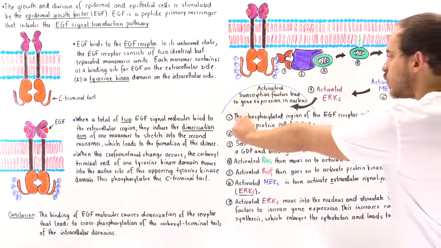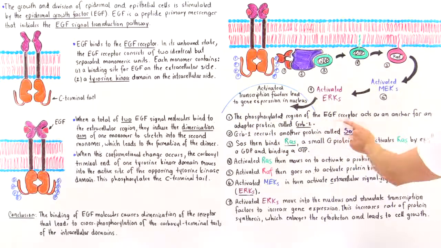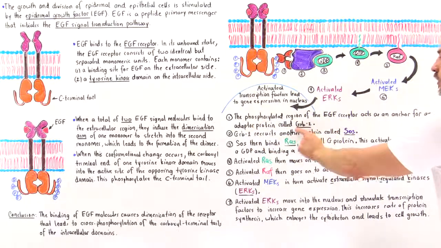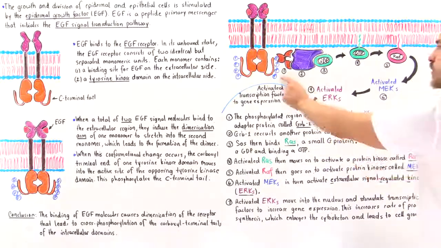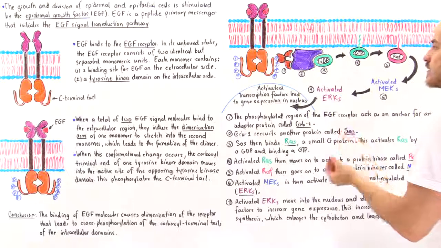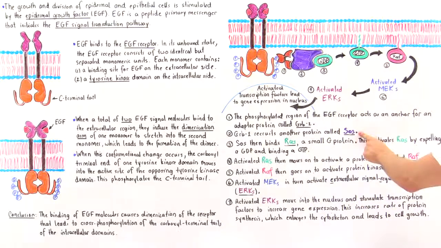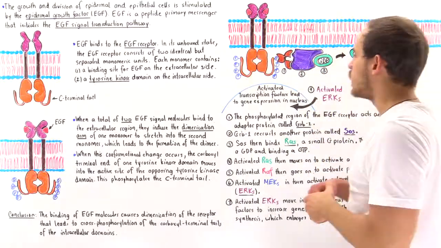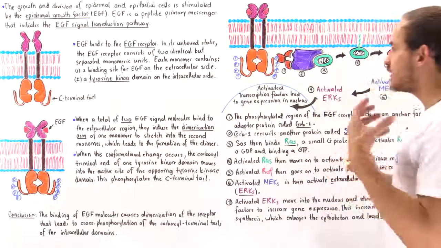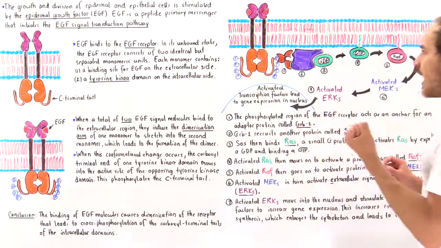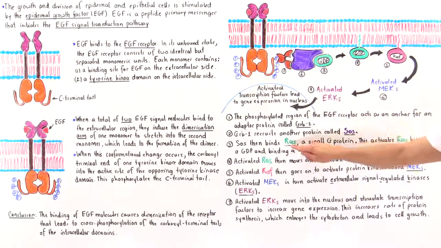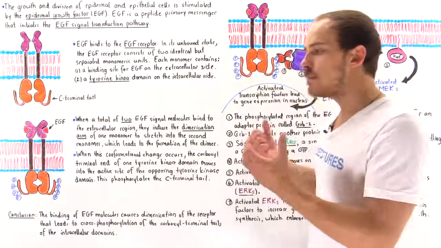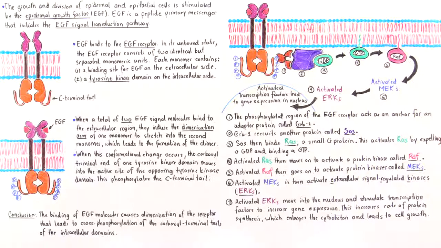So in 1, we have the phosphorylated region of the EGF receptor. This section here acts as an anchor for an adapter protein we call GRB2. Next, what this GRB2 does is it allows the attachment of the SOS protein. So GRB2 recruits another protein called SOS, shown in dark purple. And the SOS contains an active site that binds this green structure we call RAS. And RAS is a small G protein. It allows the binding of GDP molecules and GTP molecules.